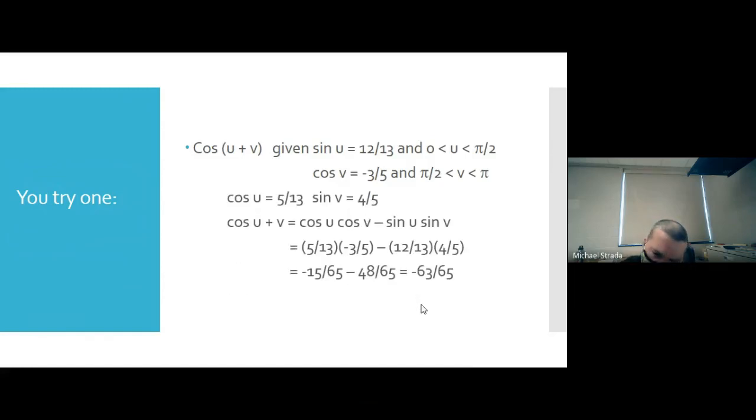And then we use the formula: cosine of u plus v equals cosine u cosine v minus sine u sine v. Cosine of u we derived was 5 over 13. The cosine of v given to us was negative 3 over 5. The sine of u given to us was 12 over 13. The sine of v we derived was 4/5. 5 times negative 3 is negative 15. 12 times 4 is 48. Negative 15 minus 48 is negative 63. So we end up with negative 63 over 65 for our final answer.